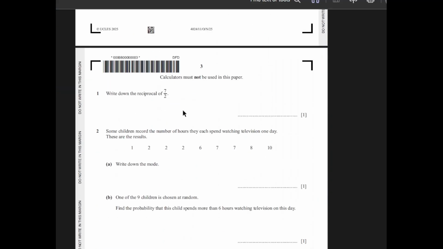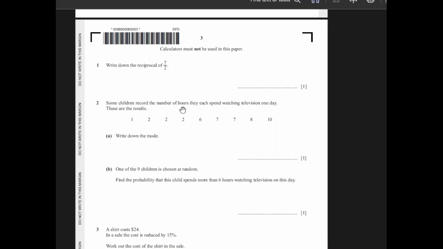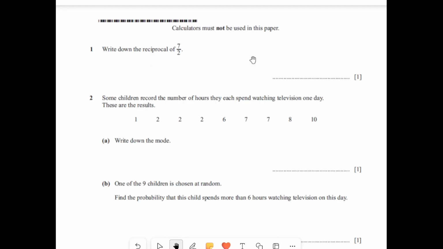Let's start solving questions. Question number 1. Calculator must not be used in this paper. Question number 1 says, write down the reciprocal of 7 by 2. So we will write its reciprocal and it will be 2 by 7. How? You just need to flip this fraction.